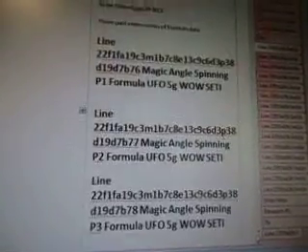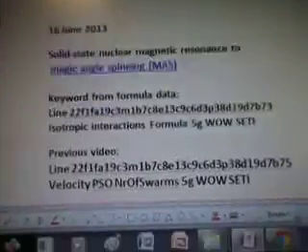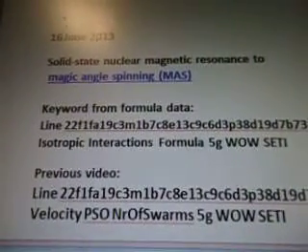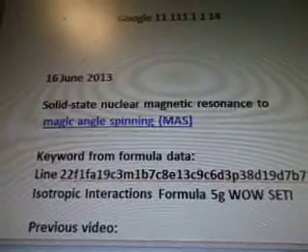So it'll be 7b76, magic angle spinning P1 formula UFO. And what I did, instead of changing the words, I just put P2, P3, okay? Just so you know, because it's all the same formula, but I had to divide it into 3 videos because it's just so long. And I didn't want my video upload time to be an hour like the last time.